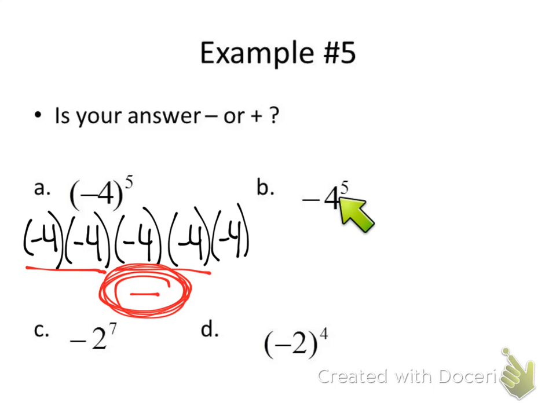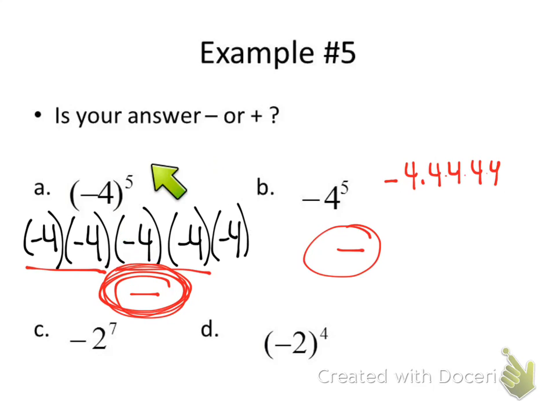The positive 4. The way you can tell is because there's no parentheses. This negative has nothing to do with the exponent of 5. So you deal with it when you're done. So is our answer going to be positive or negative? Negative. It's going to be negative. What you actually have here is negative 4 times 4 times 4 times 4 times 4. So it's still going to be negative. So the parentheses didn't really change the outcome here.